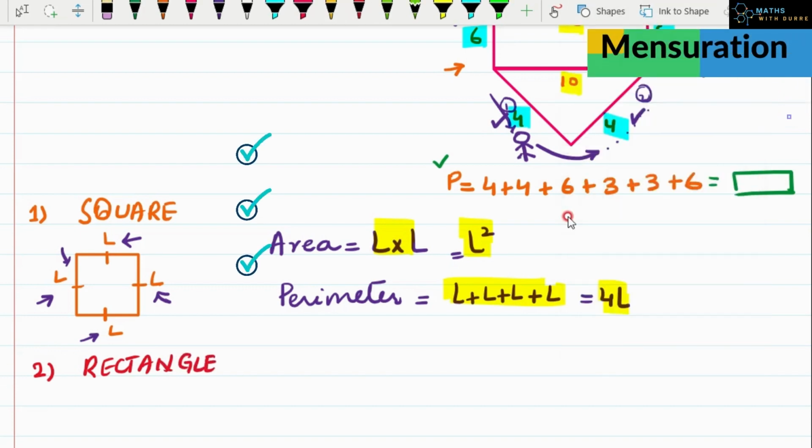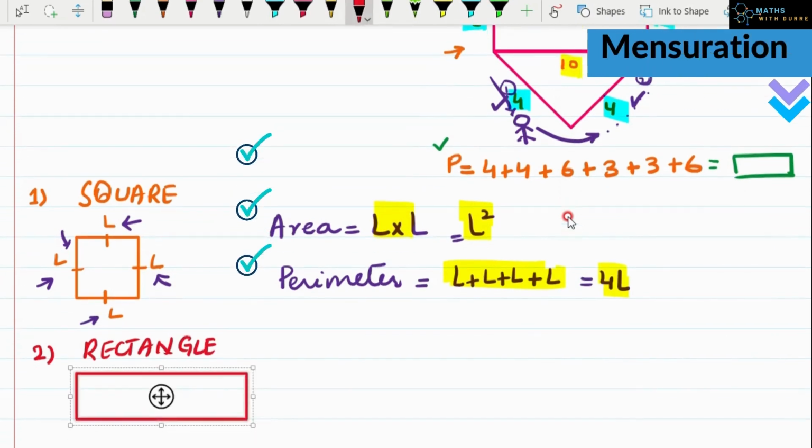Rectangle just looks like this. Yes, we are pretty much familiar with this rectangle. Exactly, its opposite sides are equal. Yes, of course, its angles are equal. And its area formula is always length into breadth. Here the longer side is length and the shorter side is breadth. Remember that, okay? And what is the formula of perimeter?